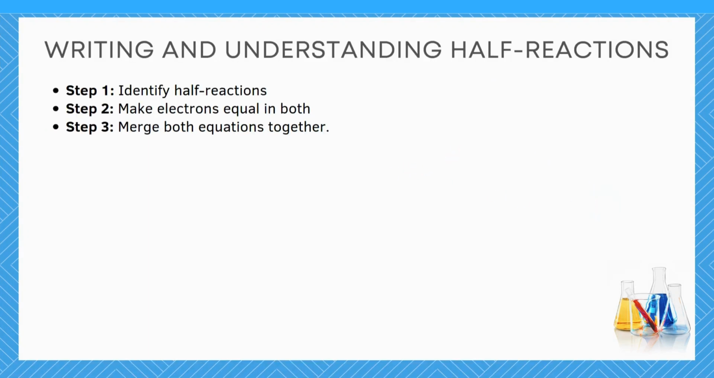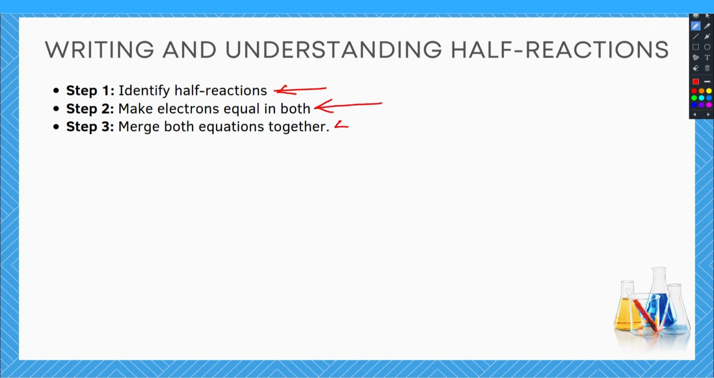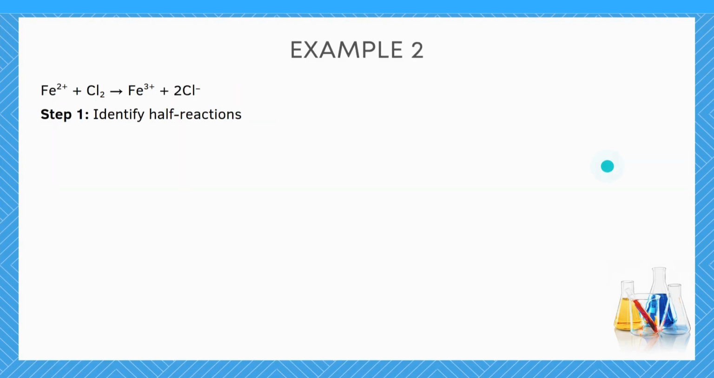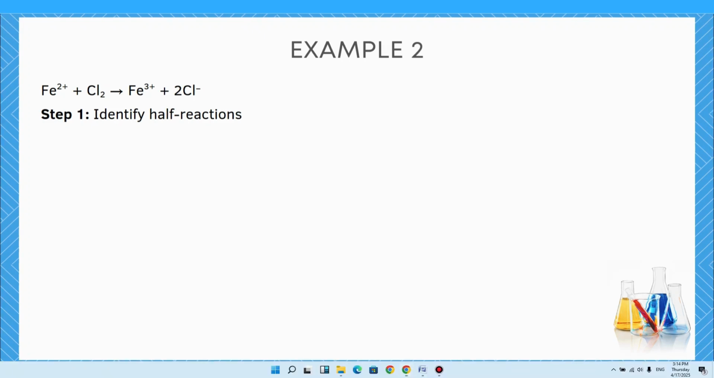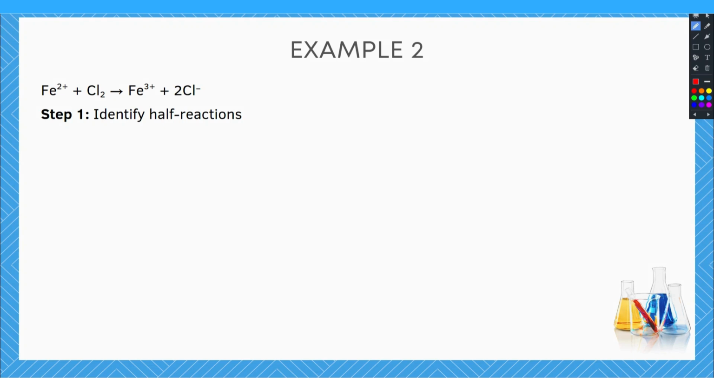In order to write and understand half reactions efficiently, there are three things that you need to do. First, you need to identify the half reactions. I've shown you how to do that. And then you need to make sure that the electrons in both half reactions are equal, and then you merge the 2 equations together. So let's see if we can tackle one example and then we'll proceed. Now look at this example. In this case, we have iron reacting with chlorine. So we have Fe2+ reacting with Cl2.